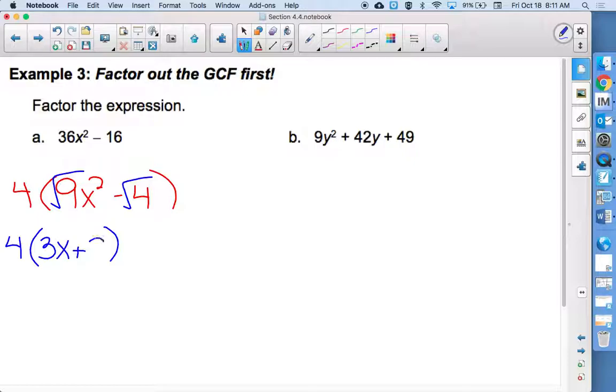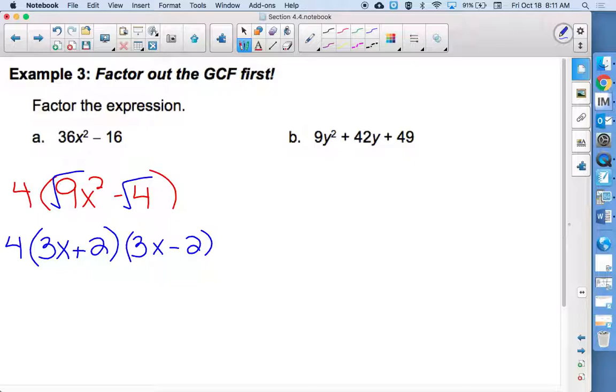Either way, it doesn't matter. 3x plus 2. And then, right. So this is that perfect square pattern. Because it's a binomial, a difference of 2 squares, there's the pattern.